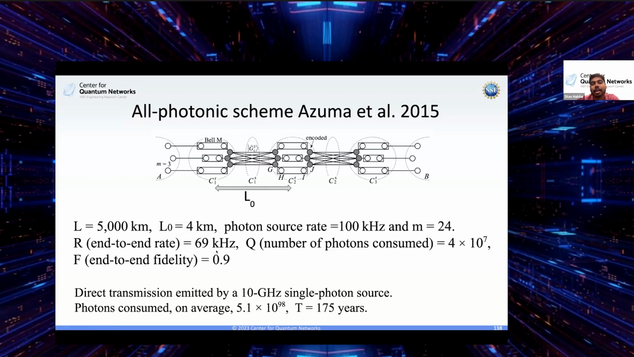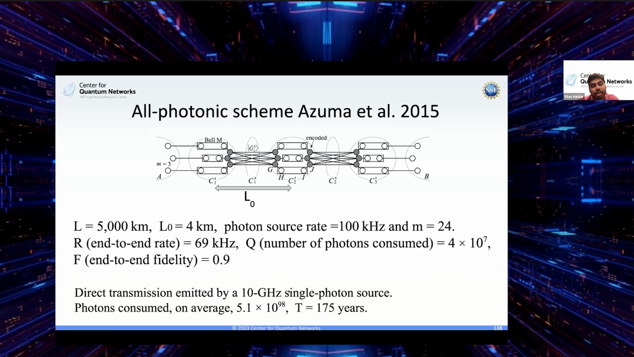Then the end-to-end rate that you would get is 69 kilohertz, which is comparable to your source rate. So that's a good outcome. And the number of photons that you would consume is of the order of 10 to the power 7. So that's a lot of single photons that you have to consume to get to this high rate end to end. And you get a fidelity of almost 90%, which is good.